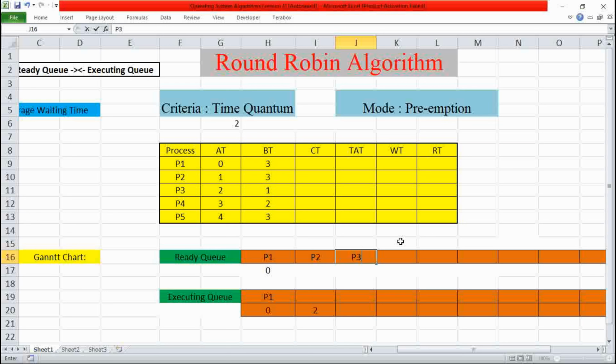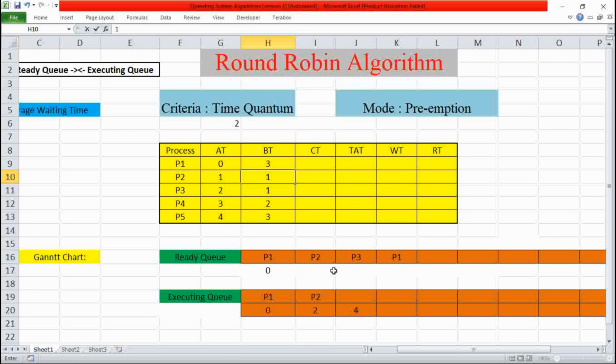Now, was our P1 process completed? No, so we will keep that P1 after P3 to get executed. Now after P1 it's P2. P2 requires how much time to get executed? It's 3. You will not write 2 plus 3 is 5, you always give 2. So 2 plus 2 is 4, because the time quantum is 2. P2's requirement was 3, but it is only executing 2, so 3 minus 2 is equal to 1.